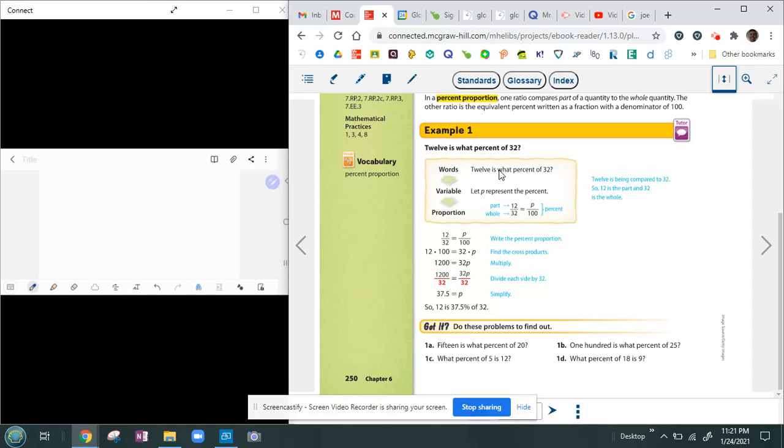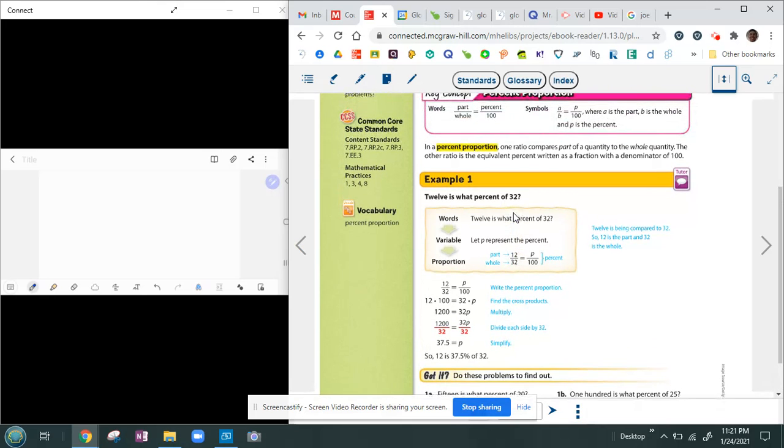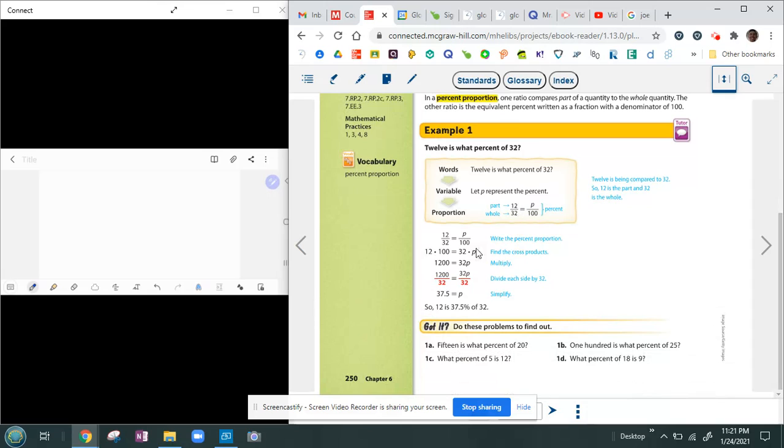A little clue is that the word is is an indicator. It usually follows the part, and the word of is usually an indicator. It usually comes before the whole. So because the of is before the 32, we know that it's going to go in that position of the percent proportion, the bottom left. The part's always the top left, the percent's always the top right. Then we know the rest. We cross multiply, divide, and get our answer of 37.5. And since that's a percent, we're going to write it with the percent symbol.